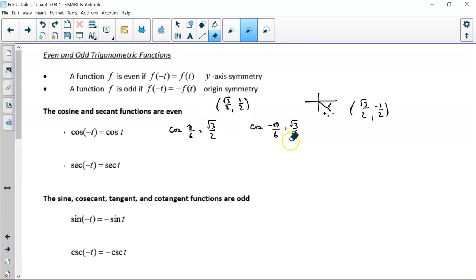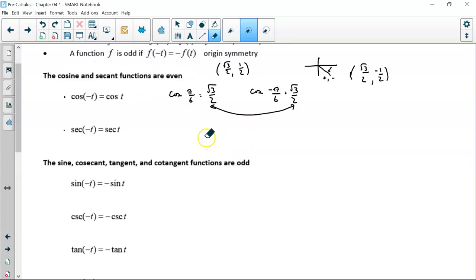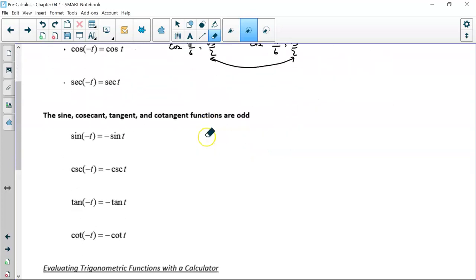You see how they're the same values? That's showing us that they're even. And you could do the same thing with secant, because remember, secant is just the reciprocal. Reciprocal doesn't change the sign. Now, all the other ones are odd.